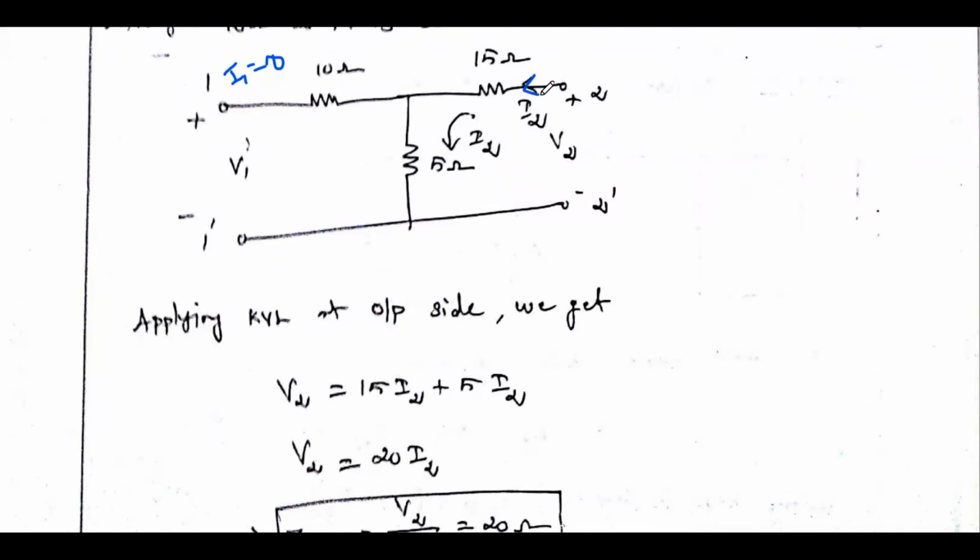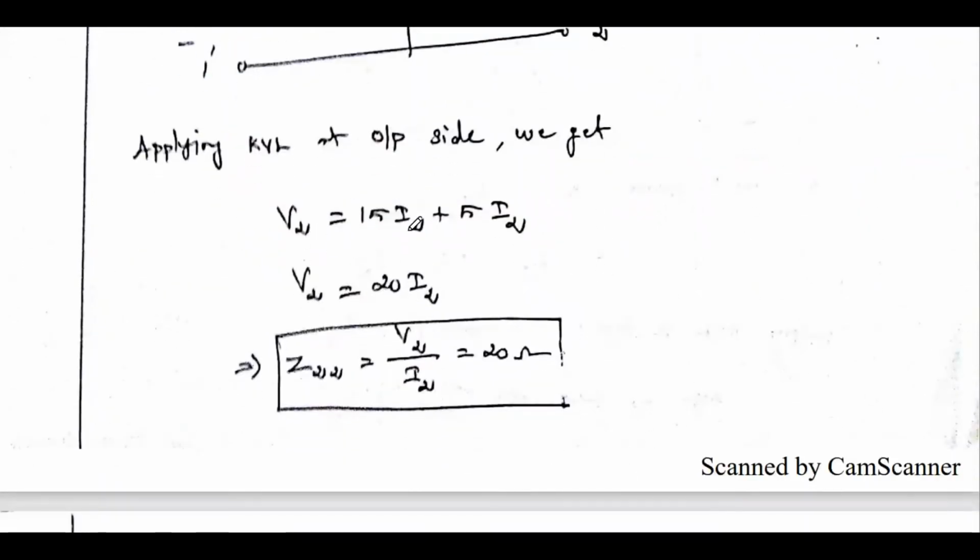So here the I2 is flowing, and the voltage across the 2 dash is V2. The same I2 current is flowing through this 5 ohm resistor. The current flowing through the 10 ohm resistor is 0, since we are making this input port open circuited. So write a KVL to this output side: the voltage V2 equals 15 into I2 plus 5 into I2.